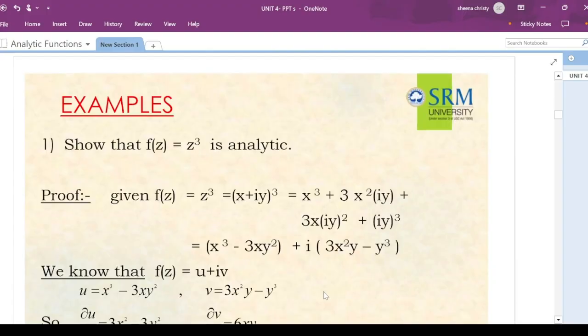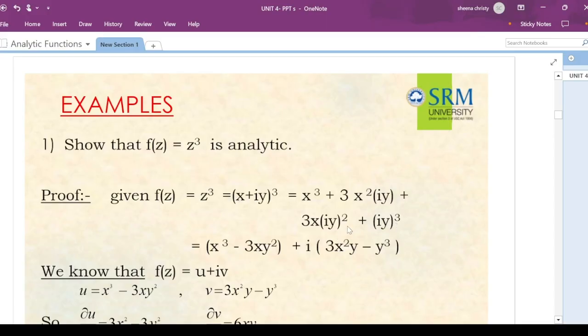Now see this example. You have to show that f(z) = z³ is an analytic function. Given that f(z) = z³, we know that z is (x + iy) the whole cube. By making use of the (a + b)³ formula, you are going to have x³ + 3x²(iy) + 3x(iy)² + (iy)³.